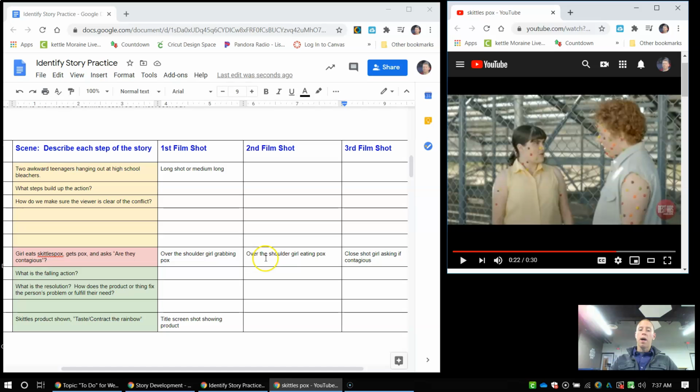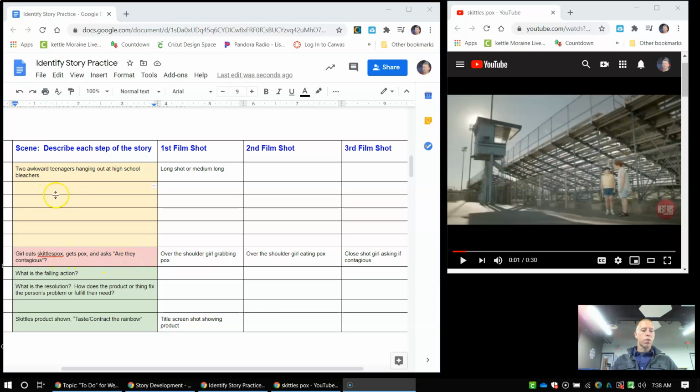We started out with over the shoulder of the girl grabbing the pox off of the guy's face, and then over the shoulder of the guy showing the girl eating it, and then the camera backs out a little bit, and once it backs out, it's like boom, the Skittle pox are on her, and she asks if they're contagious. So they're trying to put in some humor there, and then in this red box here, I'd like you to put in just that description: the girl eats the Skittle pox and gets the pox, and she asks if they're contagious.